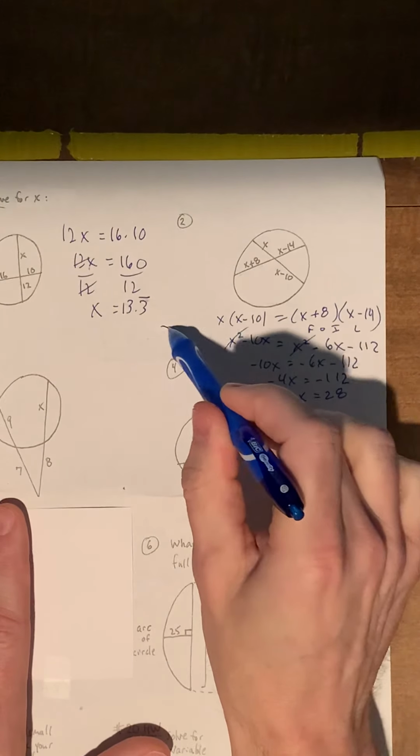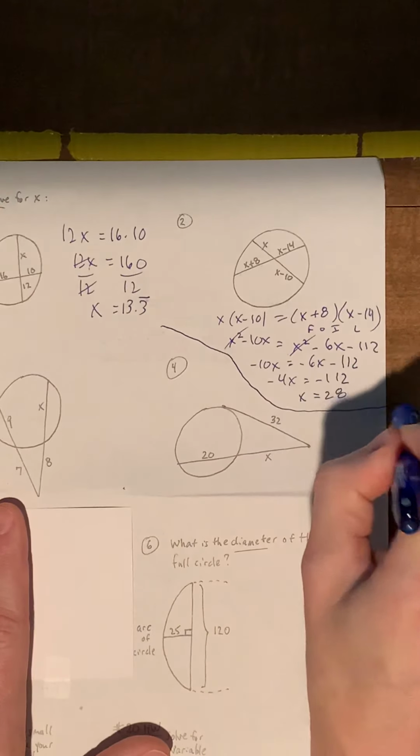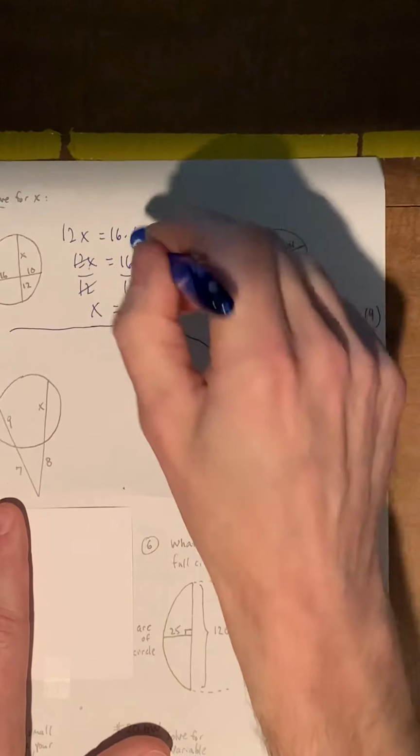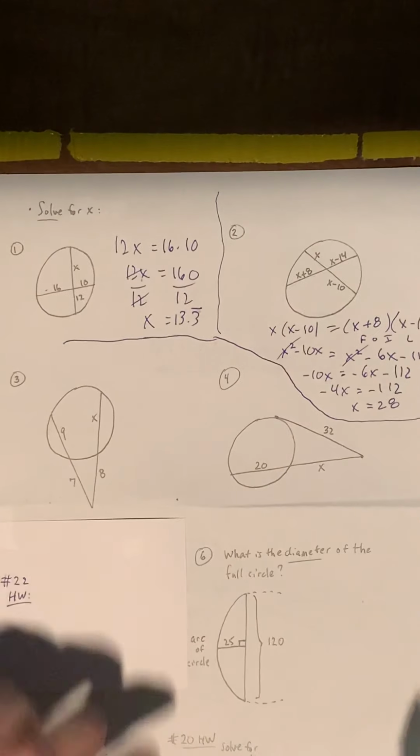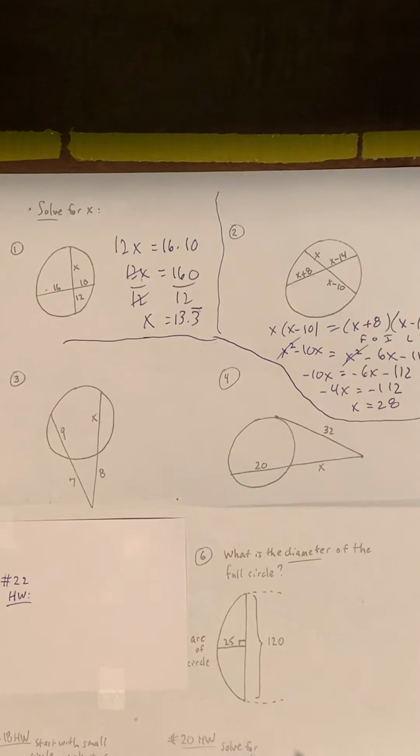All right, so that's number two. Numbers 1 and 2 right there apply the first rule from the front side. All right, let's try a little bit with the second rule.